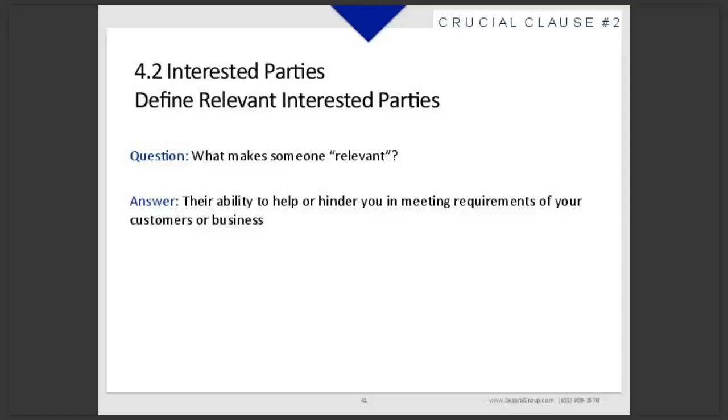Now, they're probably relevant to your environmental management system. If you have something that's spewing exhaust into the environment, they really care. But as far as how you make your products and services, the community around you may not be.